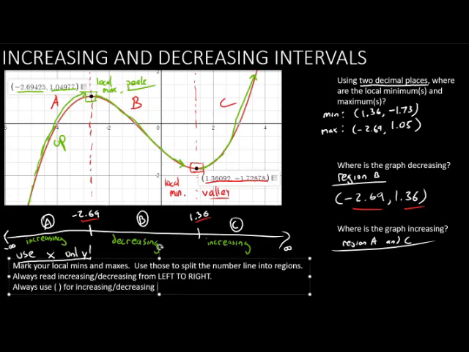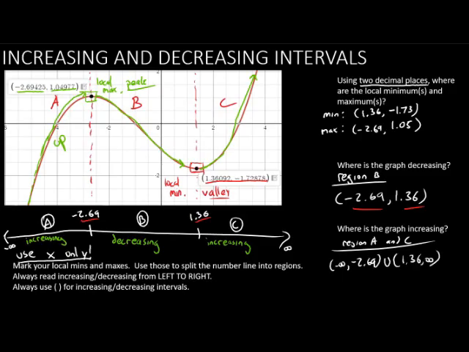For our increasing intervals, region A goes from negative infinity to negative 2.69. Then we'll put the letter U for union, showing that there is another region coming. The other increasing region is region C, which goes from 1.36 to infinity. So now we've identified where the increasing and decreasing intervals are.